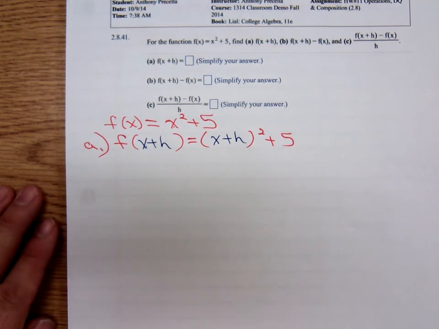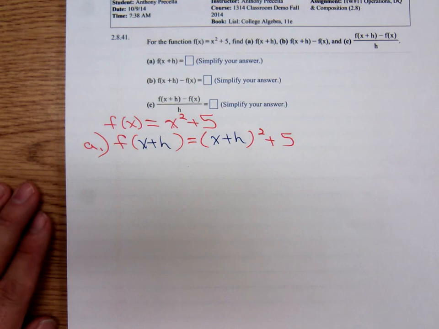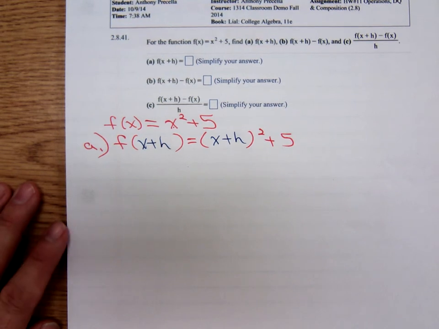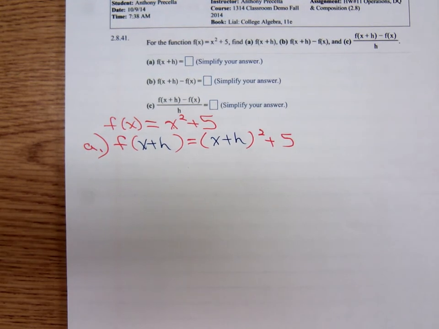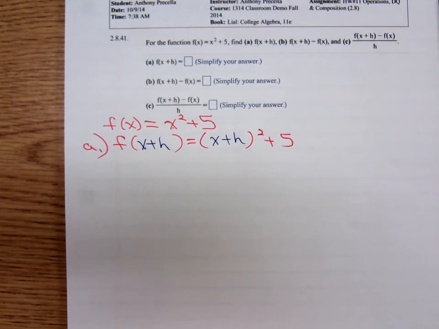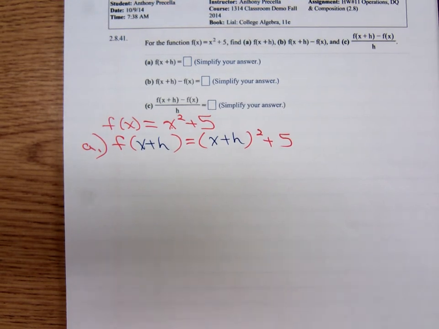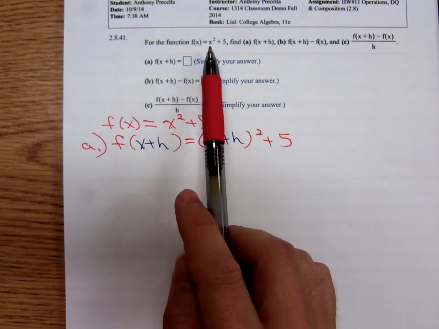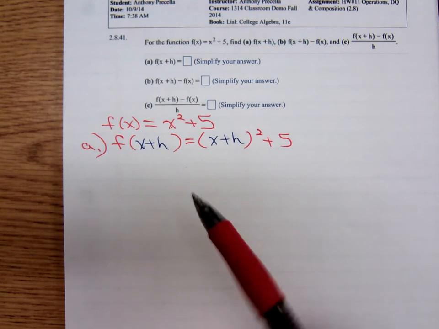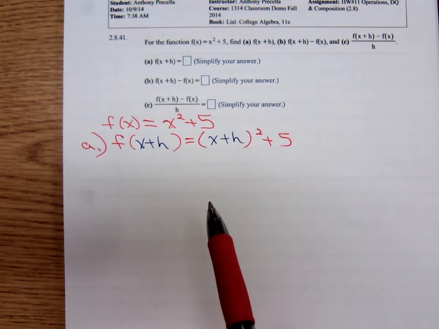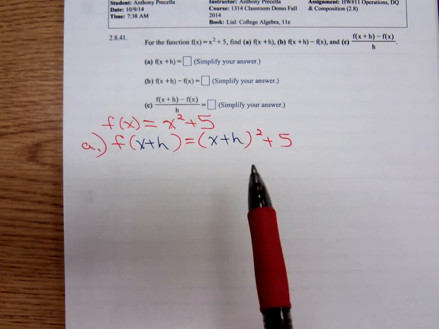How do we simplify x plus h squared plus 5? How do we square a binomial? How do we square x plus h? We're going to write it twice and FOIL it out. We're not going to say it's just x squared plus h squared. And you know something? Anytime you have a function with a square and you're finding a difference quotient, you're going to wind up FOILing out that x plus h times x plus h. So it might be a good idea.